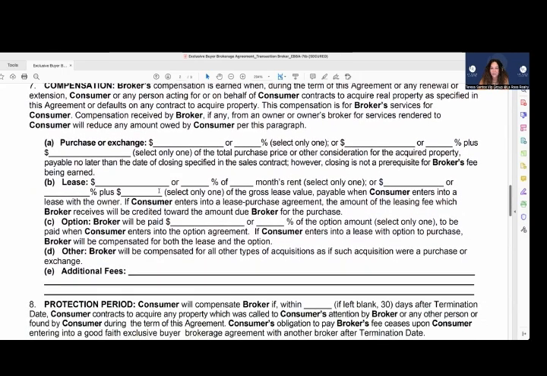Lease, same thing. If you're dealing with rentals, again, you can put a flat amount or a percentage of the first month's rent.